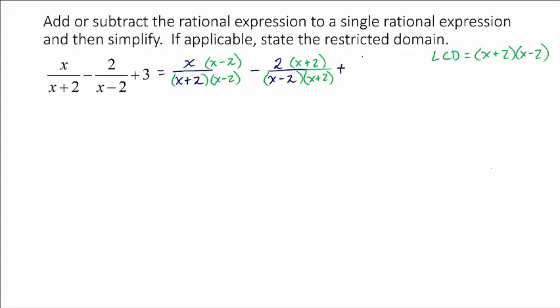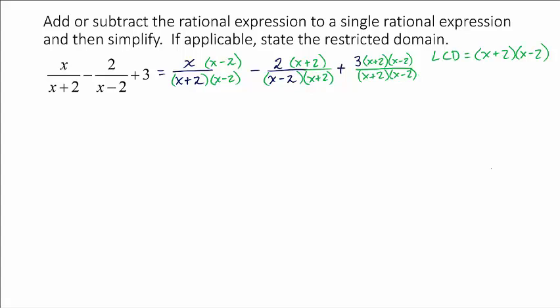Now, with the 3, I'm adding 3, right? Remember that's 3 over 1, so I need to multiply 3 by x plus 2 times x minus 2 over x plus 2 times x minus 2, right? Because it's missing the entire denominator, so I have to create it. All right, so in general, when you're adding a constant on like that, that's how you want to treat it. You're going to multiply it by basically the LCD divided by the LCD, right? Which is still a factor of 1.